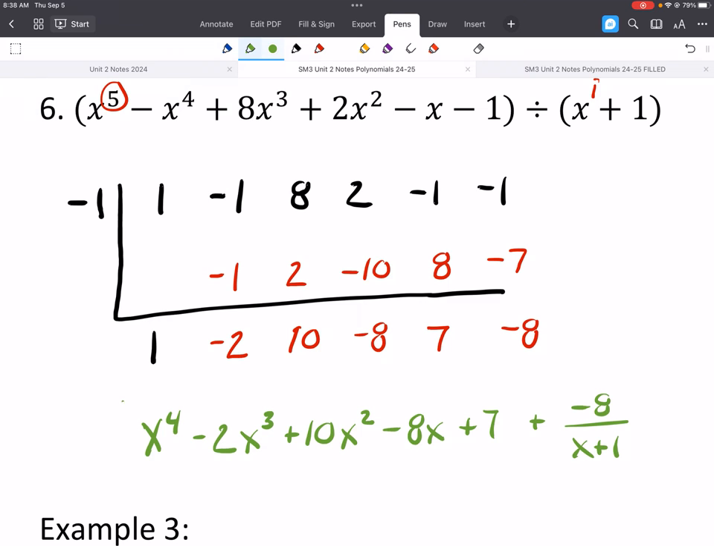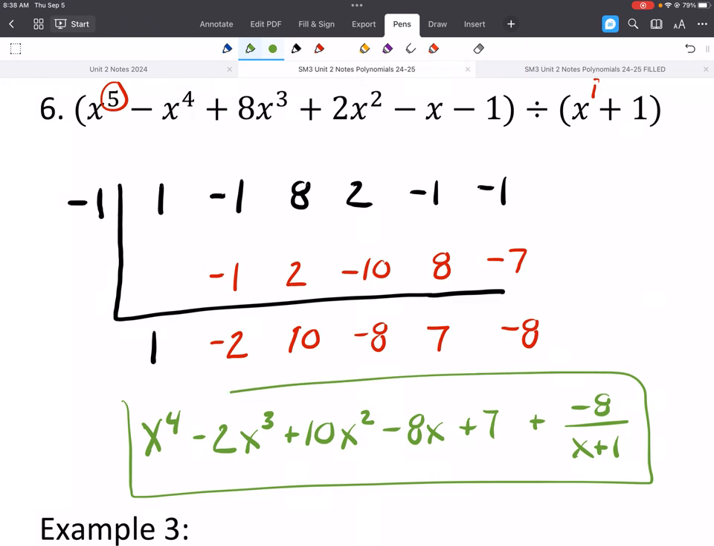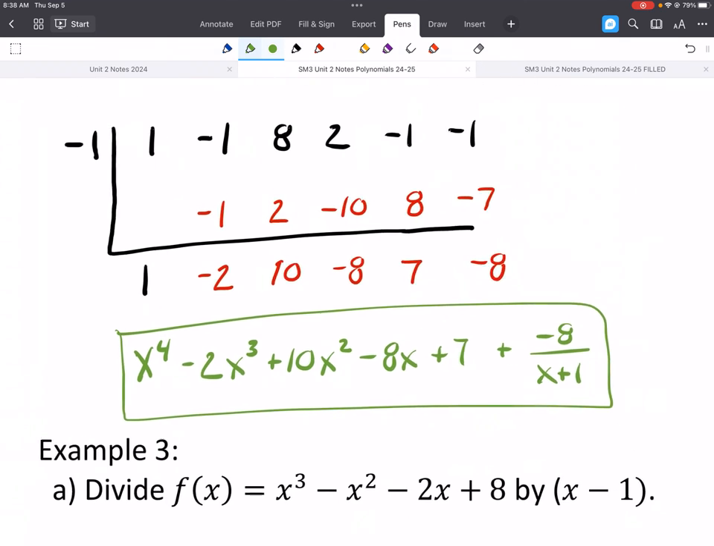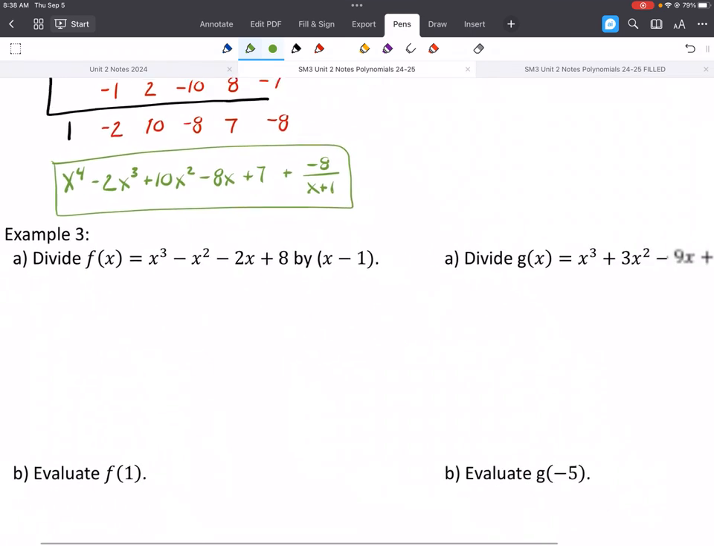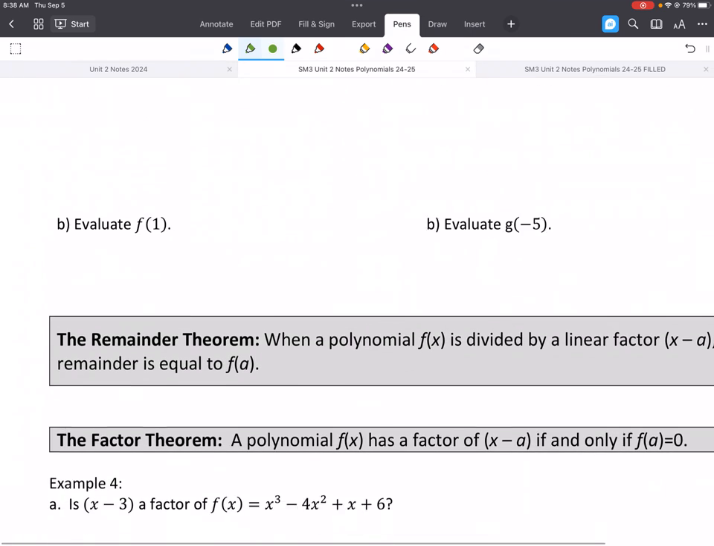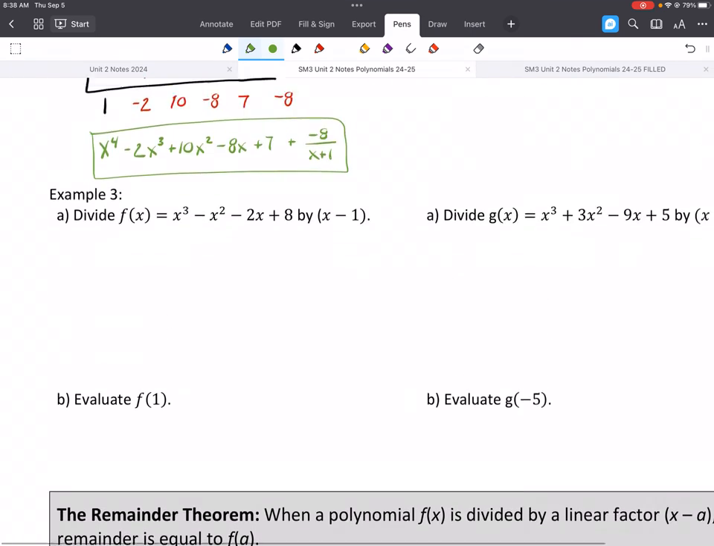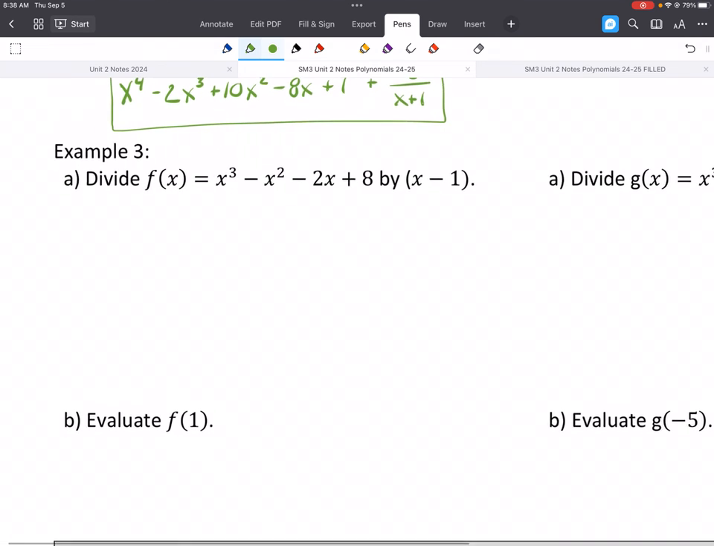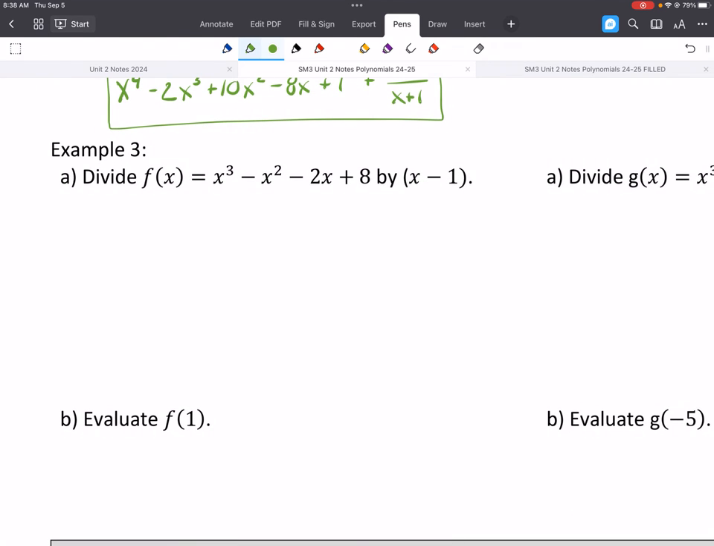And we're done. So as long as you're okay multiplying and adding things, you're going to do great. Okay, so these last two, we need to talk about the remainder theorem and the factor theorem. We're going to learn this by doing these last two examples.